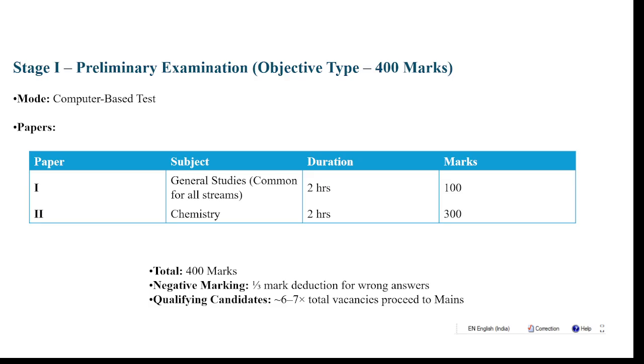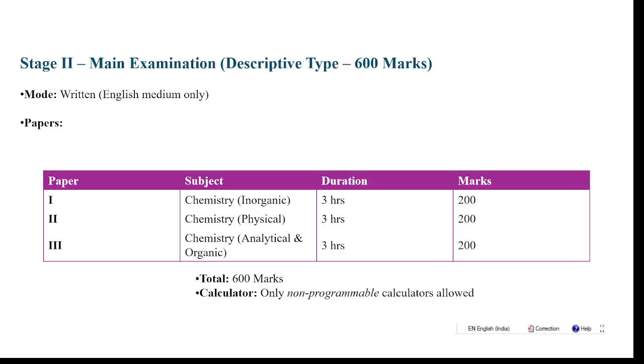And obviously negative marking is there, where 1/3 marks will be deducted for every wrong answer, and only 6 to 7 times the number of vacancies in candidates are going to be selected for the next stage, stage 2, the main examination.